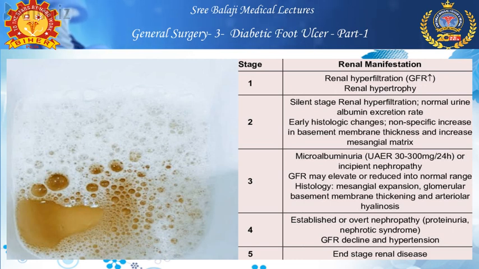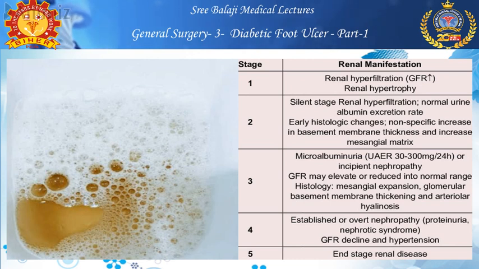So this image shows the stages of diabetic nephropathy, and that image shows a pan showing urine which is frothy and foamy. In stage 1 nephropathy, the patient will have only renal hyperfiltration. That means there can be increased GFR and there can be renal hypertrophy. That is stage 1, where the patient's GFR will be abnormally high.